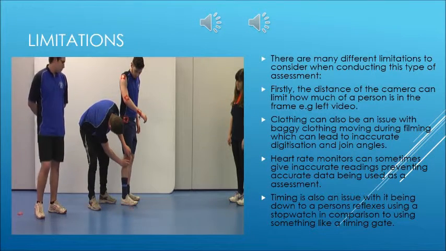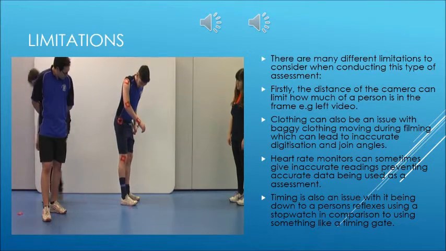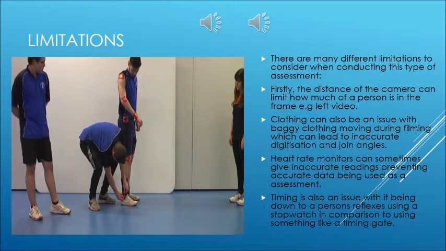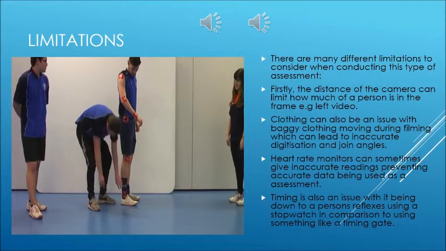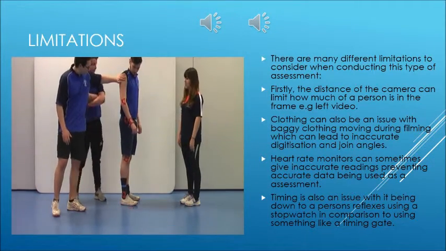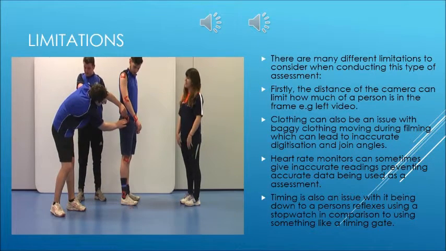Baggy clothing can move during filming, which means that the markers would not always be at the joint and would cause inaccurate digitisation. The markers themselves cannot be the same colour or a similar colour to the clothes, as they cannot be distinguished away from the clothing, therefore they have to be bright and able to be viewed from a distance by the camera.